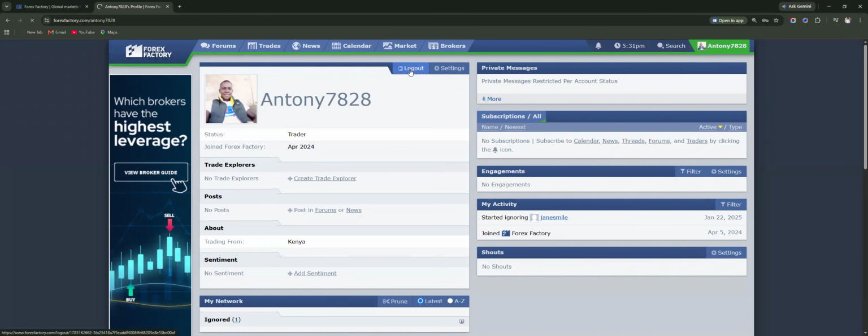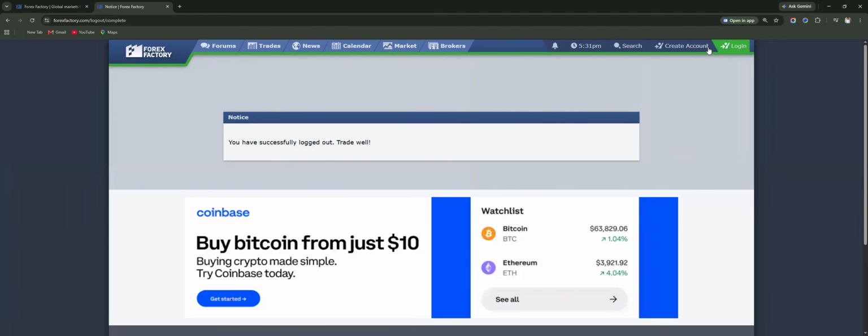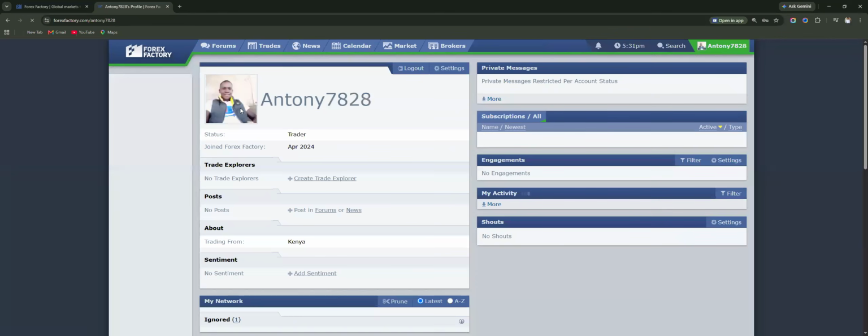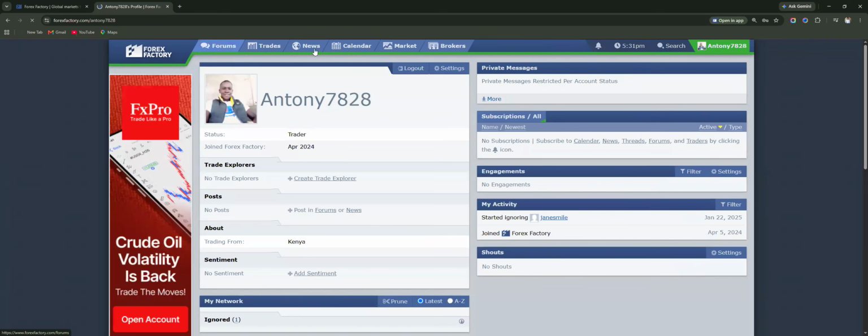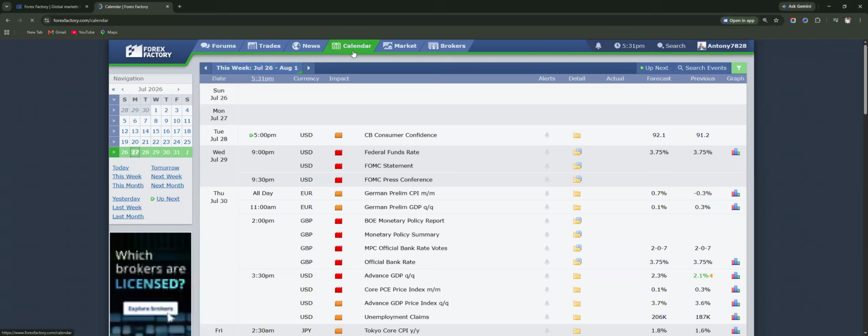All right. So for me, I'm just going to log out. You can see I've successfully logged out. If I didn't have an account, I would just come here and create one. Or since I have one, I'm just going to log in. I put my details there and click login. Once I'm logged in, I have these icons on top here. We have the forums, trades, news, calendar, market, and brokers. The most important thing here is the calendar, because that is what you are going to pay attention to. We go to the news calendar.